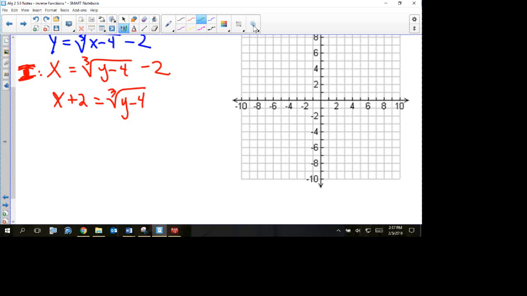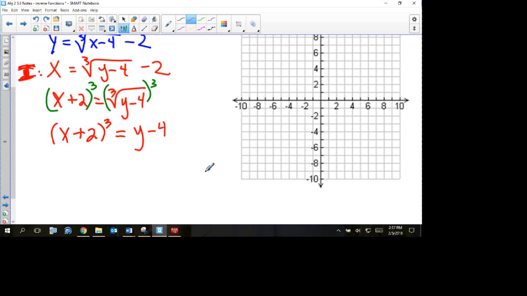Harley, what do I do next? Cube both sides. Perfect. Now, I am not going to FOIL all of that out. I'm just going to leave it as cubes. There's nothing that says I have to simplify. We're just solving it. We don't have to simplify it.